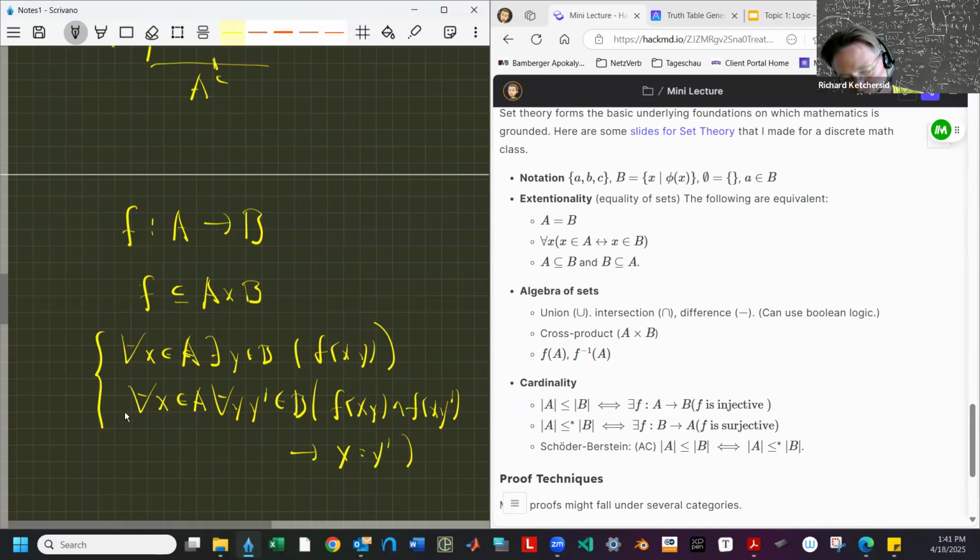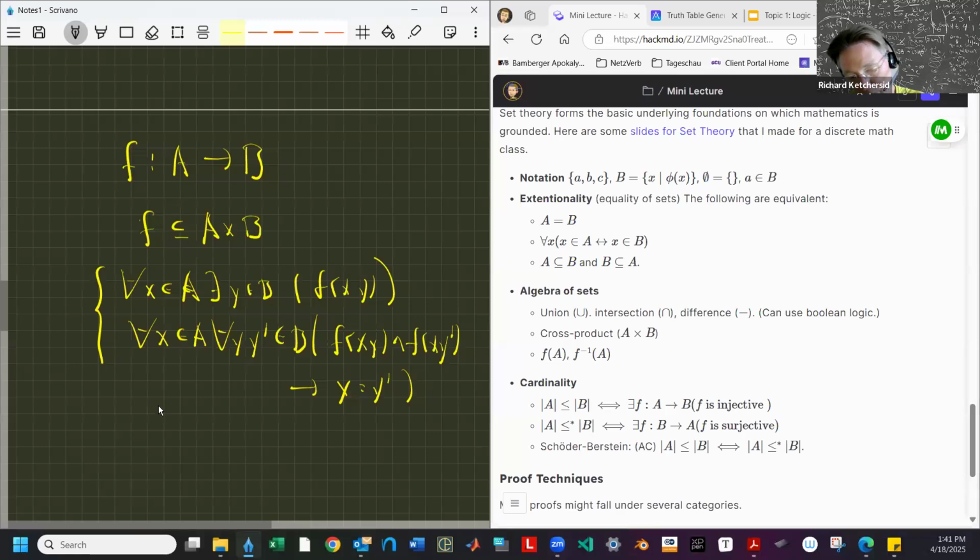So these are the two ways we say that if those two things hold, this relation is a function. And then instead of writing f(x, y), we usually write f of x equals y. So we're familiar with what functions are. That's how they're formulated in set theory, and we do this in algebra classes too, right?